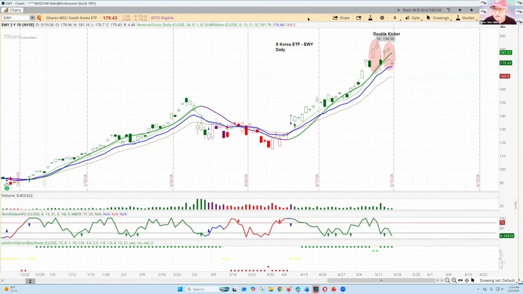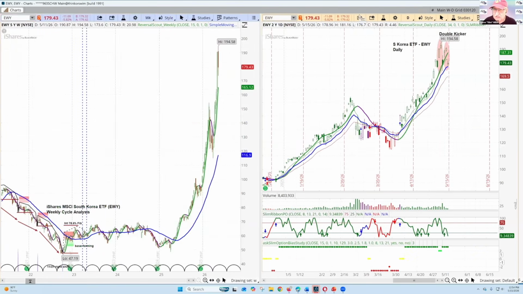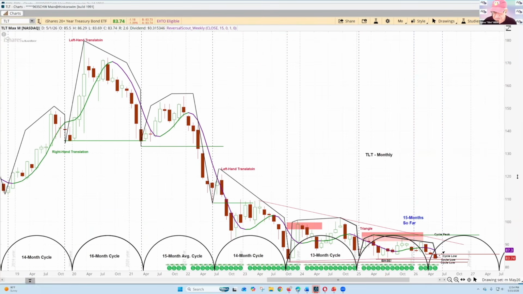Now, that being said, how far out are interest rates likely to continue to move up? I want to show you something here that I think is very important. This is a monthly in TLT. So I showed you the weekly and the daily likely bottoming sometime early June. Look at this monthly chart.